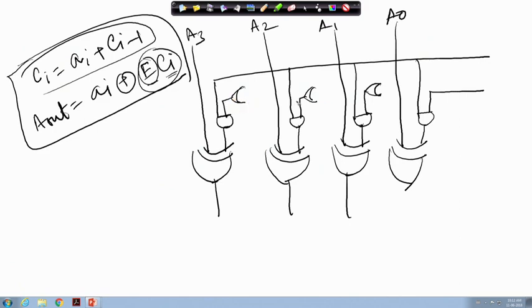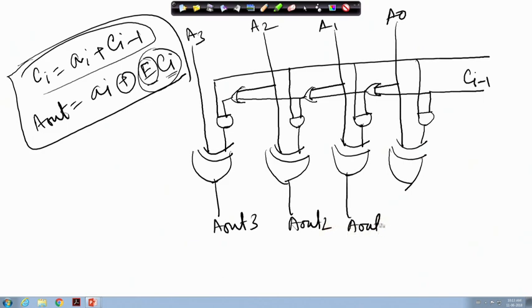Okay. So, now one of the inputs of this is this and another input of this is this. So, here this to this, that means the previous input along with the previous carry. So, here these things and this is the carry. So, this is the C i minus 1, okay. And this is A out 3, this is A out 2, this is A out 1 and this one is A out 0.